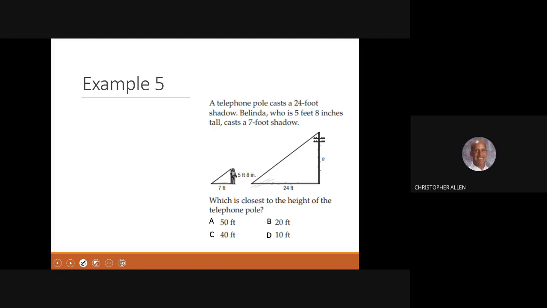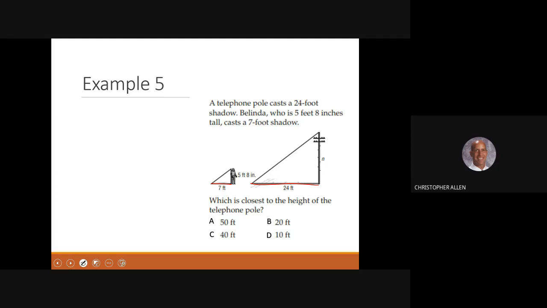So it says a telephone pole casts a 24-foot shadow. So here's that 24 right here. There's that shadow. Belinda, who is 5 feet 8 inches, casts a 7-foot shadow. Which is the closest height of the telephone pole? This is multiple choice, so you can pick. But I just want to forewarn you, the exact answer we're going to come up with is not any of those. So we're going to have to do a little bit of rounding. That's why I picked this problem.